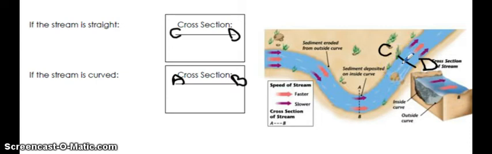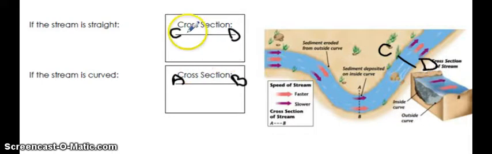On a straight section of a stream, the water is moving faster in the center because there's less friction there, and it's slower on the outside. So if it's moving faster in the center, that means it's going to be deeper there. There's going to be more erosion in that center. And on the sides, there's going to be more deposition, so it's going to be more shallow.